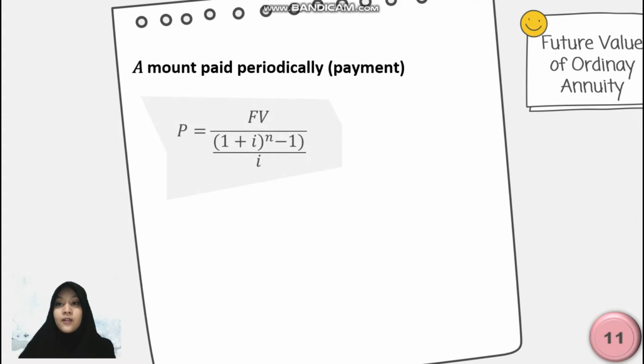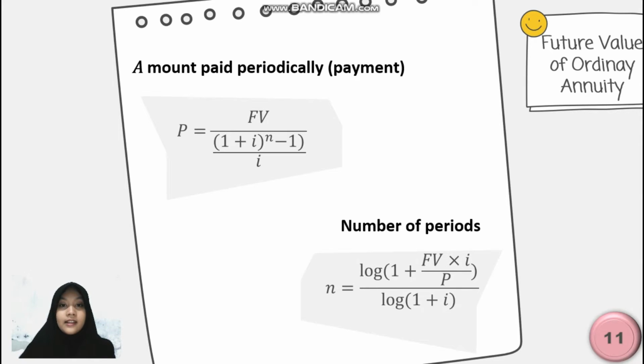And then from the future value formula, we can get the formula to find the payment: P equals future value divided by 1 plus i to the power of n minus 1, divided by i. And to find the number of periods, the formula is n equals log of 1 plus future value times i divided by P, divided by log of 1 plus i.